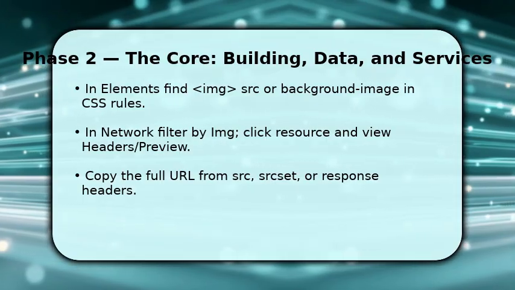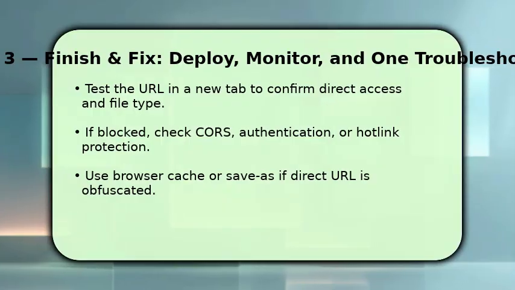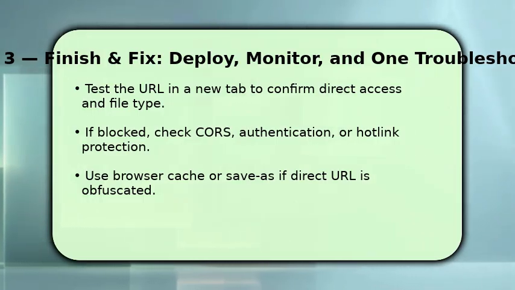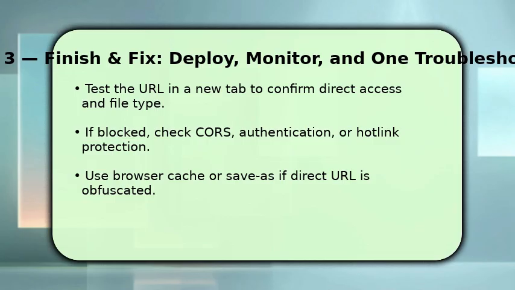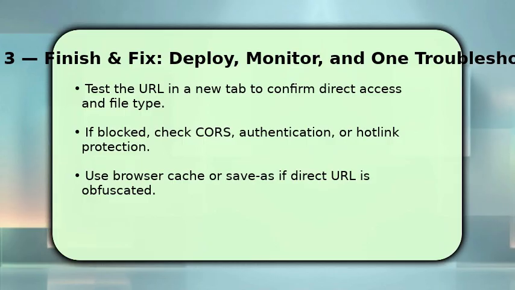You finish by opening the copied URL in a new tab to verify access and file type. This confirms you have the actual image link. If you see an error or get blocked, check for CORS headers, required authentication, or hotlink protection. These are common blockers. If the URL is obfuscated by JavaScript, try disabling JS, use the browser cache, or save the image and inspect the saved file's metadata. Make sure to retry after each change to confirm success.